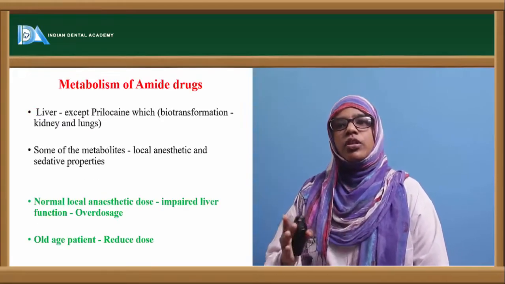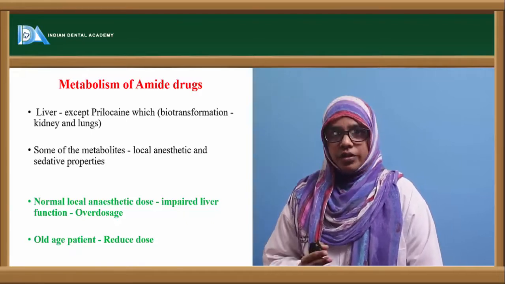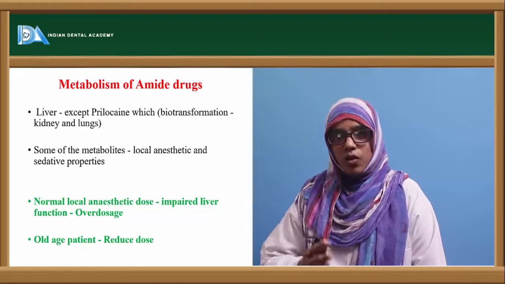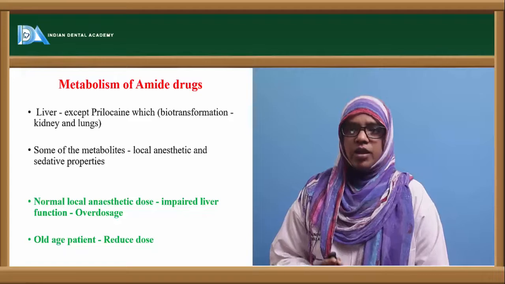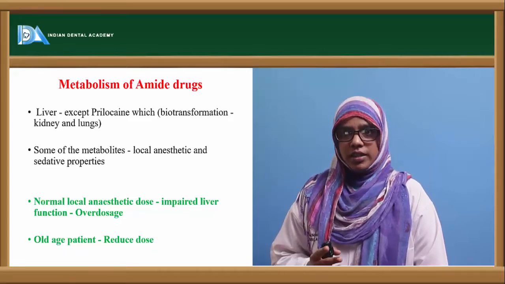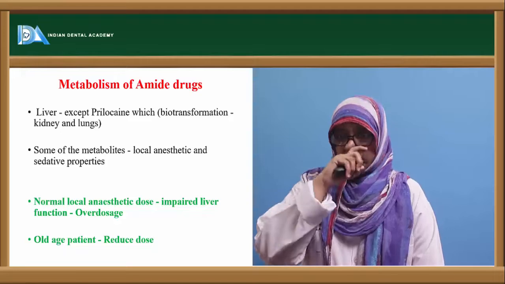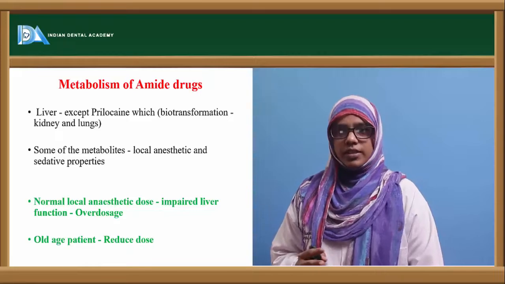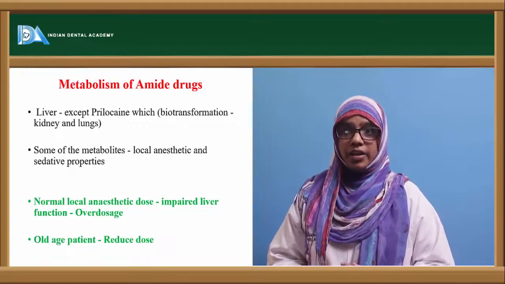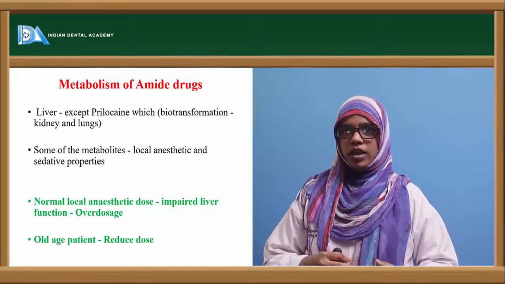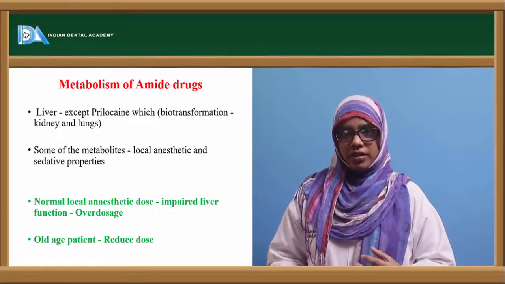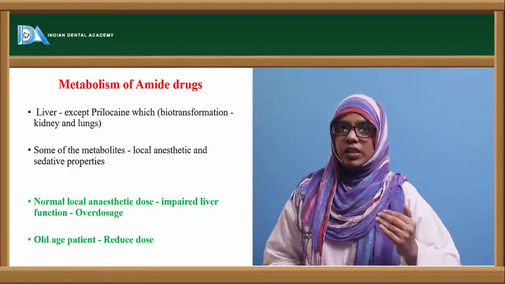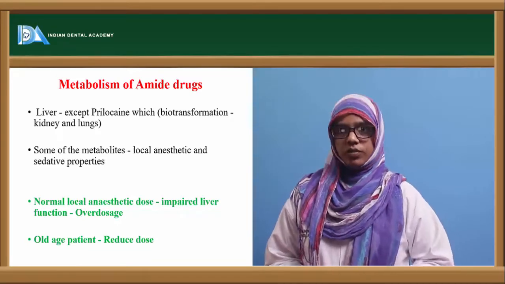Let's talk about the metabolism of amide drugs. Except prilocaine, which metabolizes in the kidney and lungs, the rest of the amides get metabolized in the liver. Some of these metabolites have local anesthetic and sedative properties. Metabolism is impaired if the liver is impaired, so even a normal dose can be an overdose. As age increases, you need to reduce the dose because clearance and biotransformation are decreased.